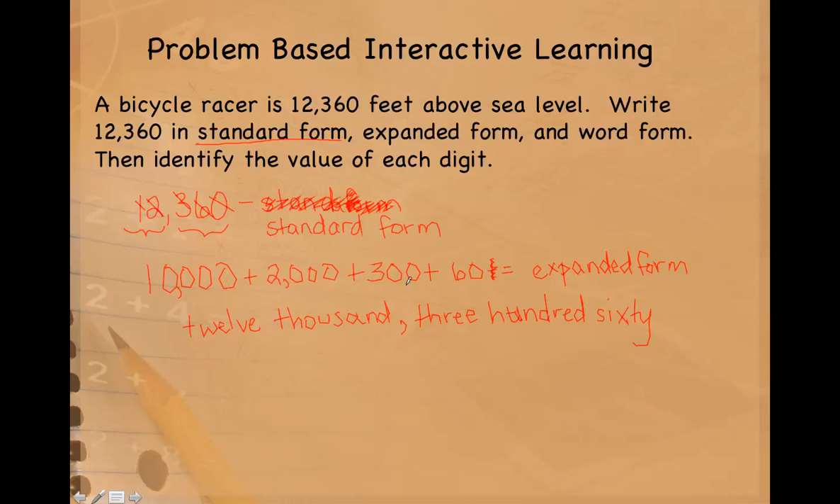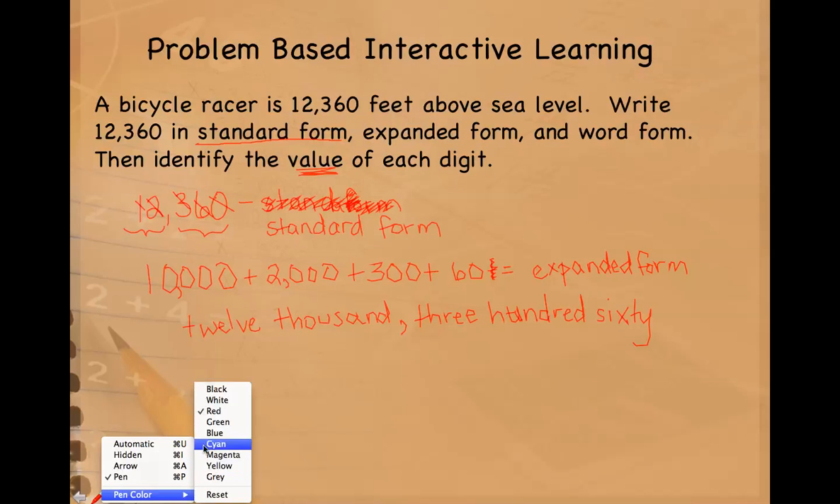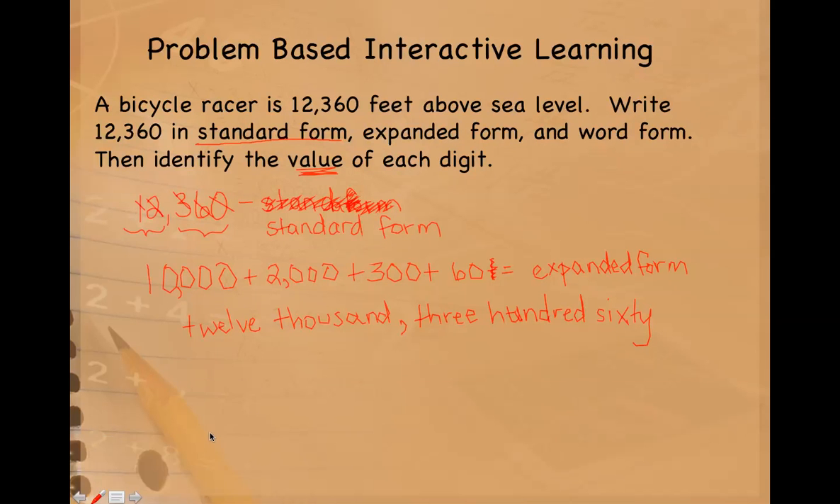Now lastly, what we need to do is follow our last direction, which is we need to find the value of a digit. When I'm looking at the value of the digit, expanded form really helps me. Let's say I want the value of just the 3. If I want the value of just the 3, it wants to know how much the 3 is worth in that place. And it's worth 300. So the value of the 3 is 300.